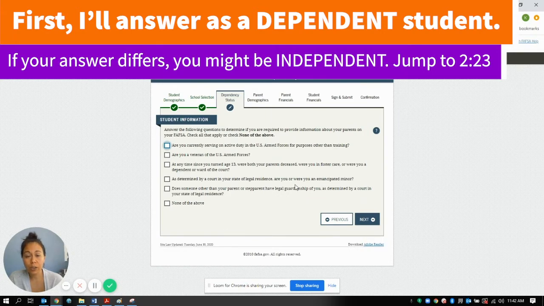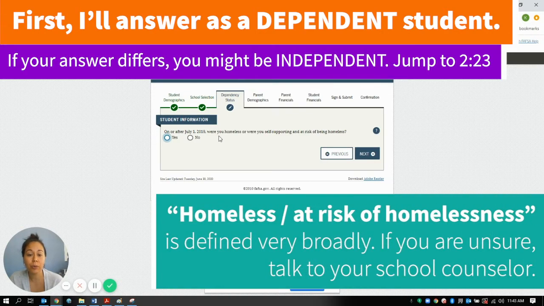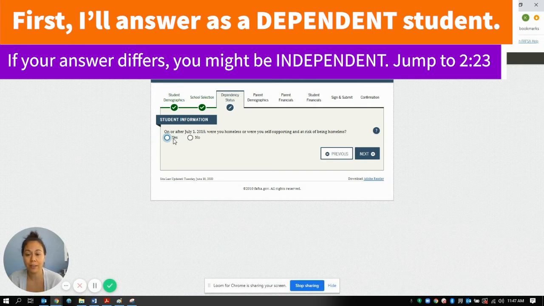The next series of questions are further confirming whether you are dependent or not. For a student who's dependent, we're going to click none of the above. Then it's going to ask if on or after July 1st, were you homeless or self-supporting and at risk of being homeless? Homeless is defined very broadly. Homeless could mean living in a shelter. Homeless could mean staying in someone else's house in a temporary living situation, staying from one house to another house from day to day. It can mean a lot of different things. So for a student who's dependent, we're going to click no.